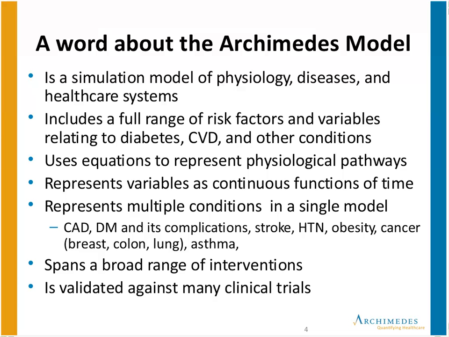The model contains multiple conditions. It includes coronary artery disease, diabetes and its complications, stroke, hypertension. We have obesity in the model through our biomarkers. We have cancers of the breast, colon, and lung that are involved in our model, and we also have modeled asthma. So what's important is that the model covers a broad range of diseases as well as includes a variety of interventions that we can test and simulate the effect of on our virtual people. And importantly, and I'm also not going to have time to go into this in great detail, but the model's been validated against many, many clinical trials to help prove to ourselves and others that the model's results are accurate and useful.